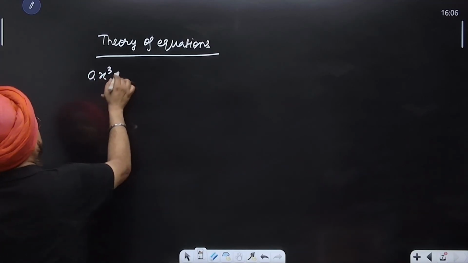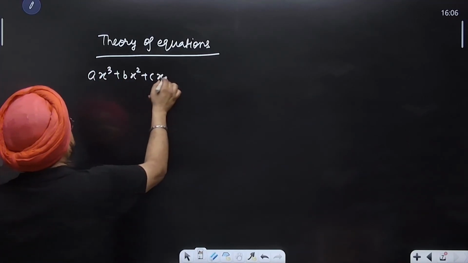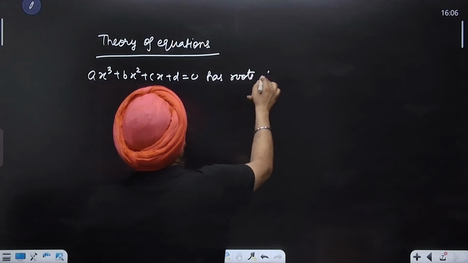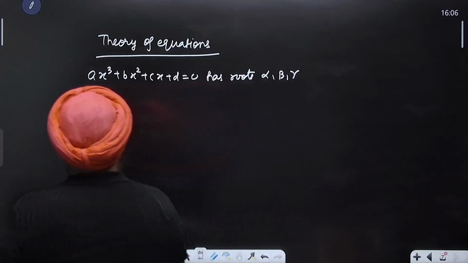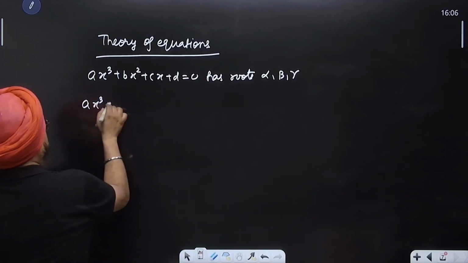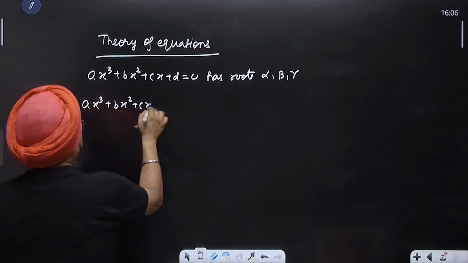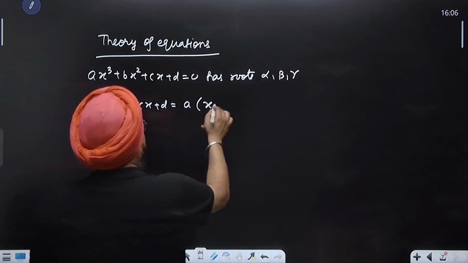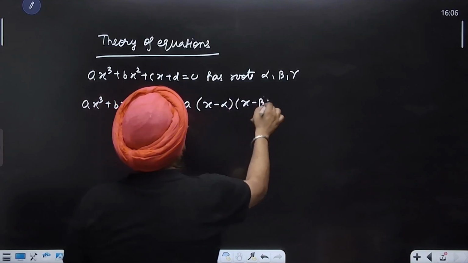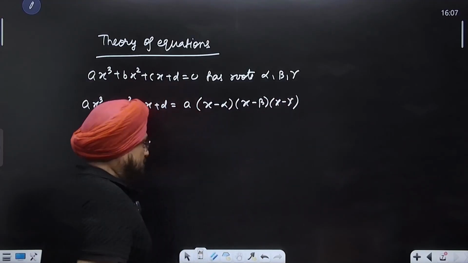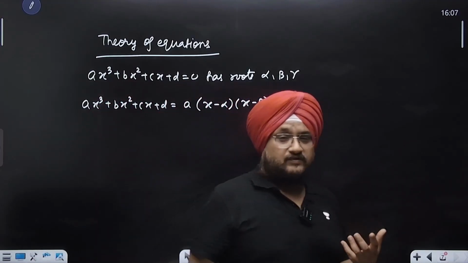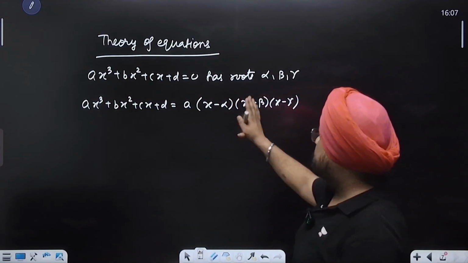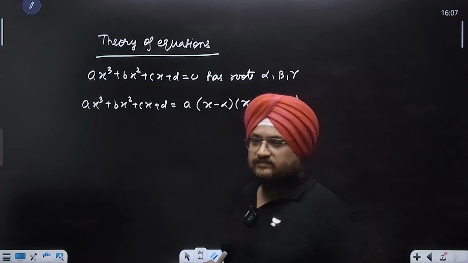Let's say ax cube plus bx square plus cx plus d equal to 0 has roots alpha, beta, gamma. So from the factor theorem, I can say that this expression is equal to a times x minus alpha, x minus beta, x minus gamma. If x equal to alpha is a root of this equation, then x minus alpha is one of the factors. Similarly, x minus beta is one of the factors, and x minus gamma is one of the factors.